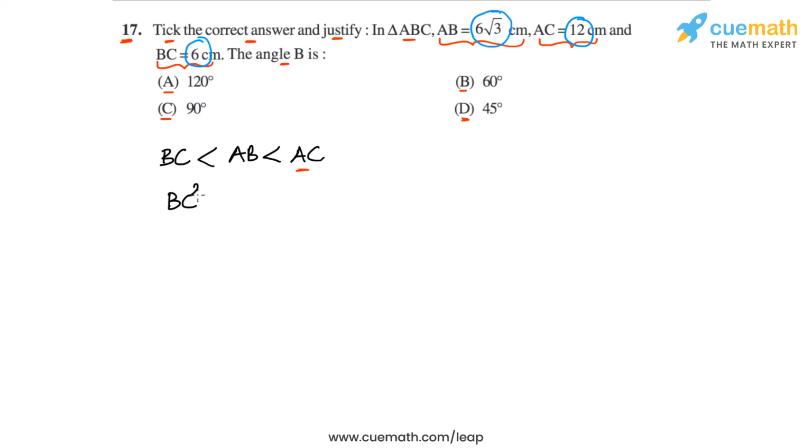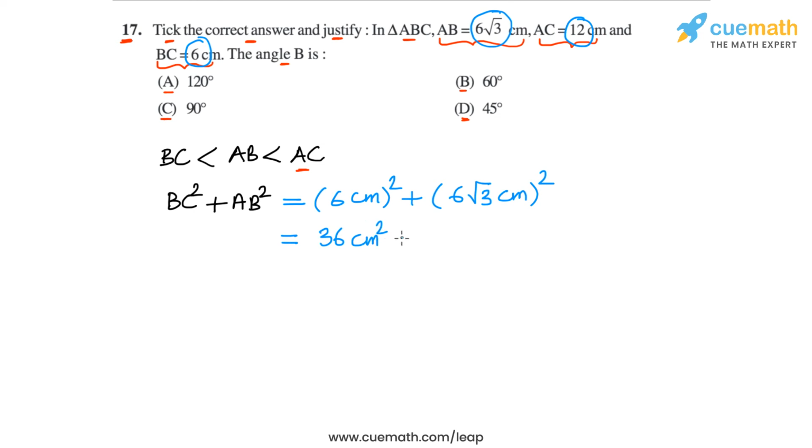So we have BC square plus AB square. So this will be equal to, BC is 6 centimeters, so we have 6 centimeter square, and then AB is 6 root 3 centimeter, so we have 6 root 3 centimeter square. Now 6 square is 36, so we get 36 centimeter square. And what is the square of 6 root 3? So 6 root 3 square will be 6 root 3 into 6 root 3. So 6 into 6 is 36, root 3 into root 3 is 3, so 36 into 3 is 108. So this will be 108 centimeter square.